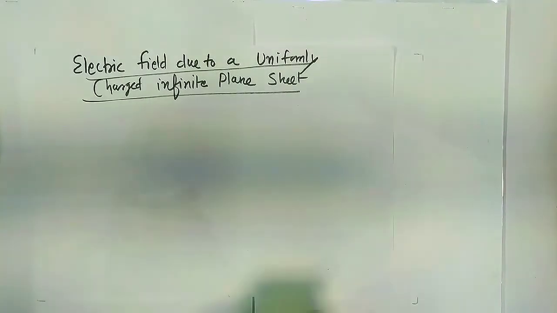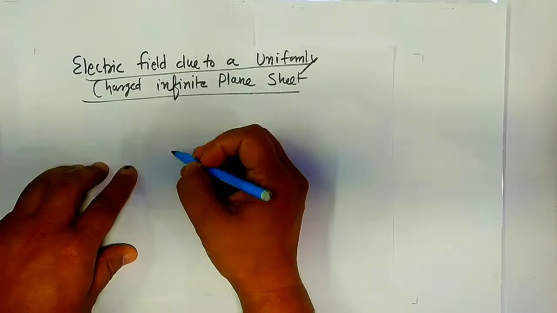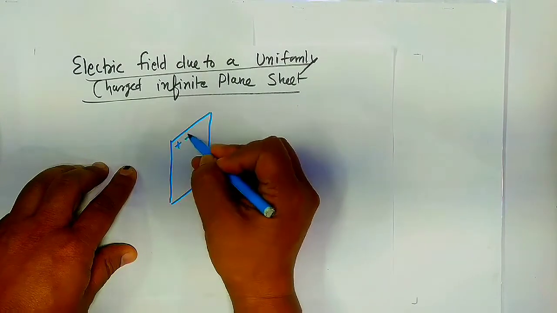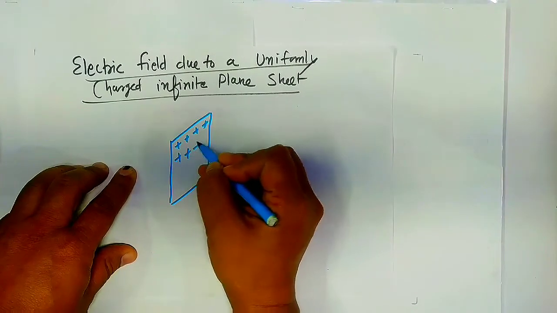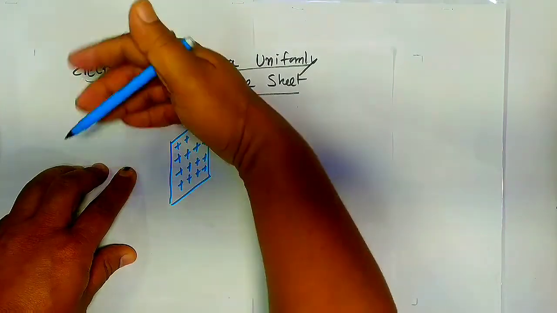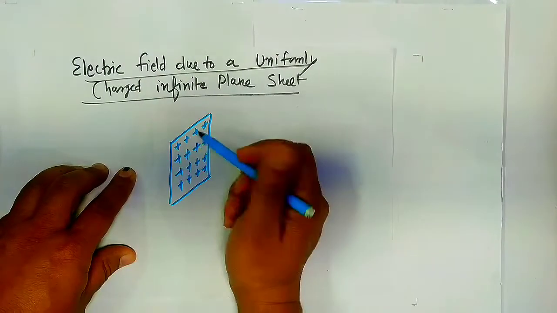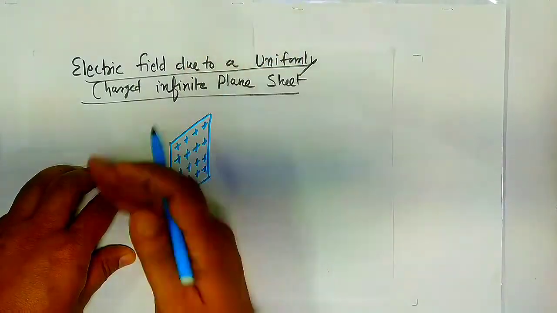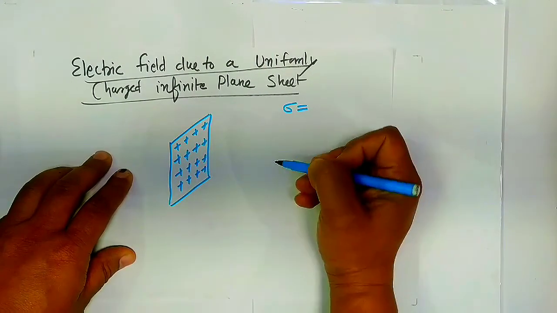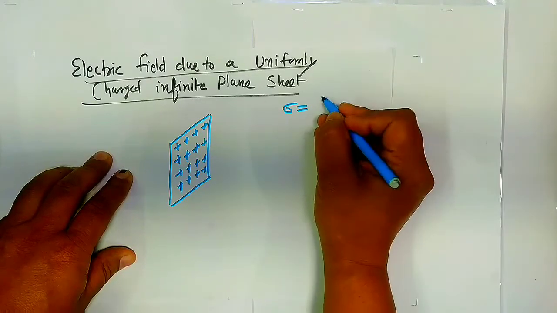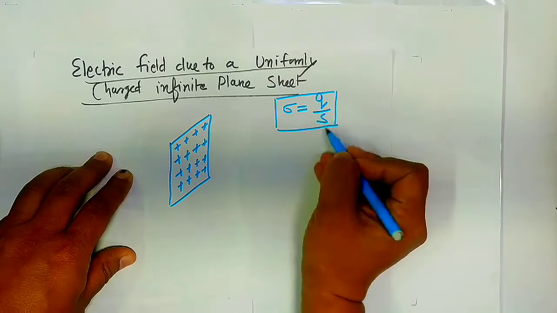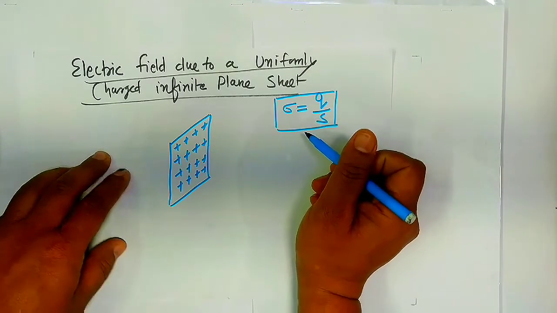Now what is this application? If you have been given a charge sheet like this, it is an infinite charge sheet. That means infinite up and down and forward and backwards. And you know, sigma is the charge density. What was sigma? It was Q by S, if you remember, the surface charge density. In a wire you used linear charge density.